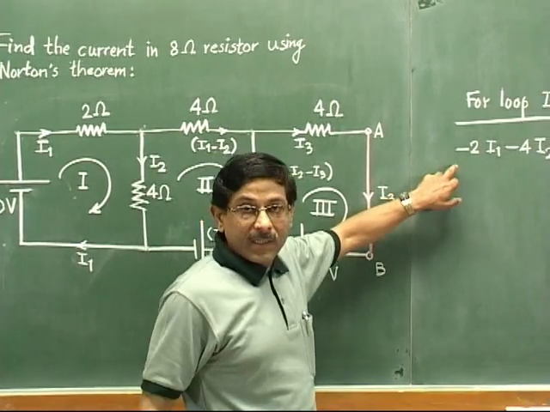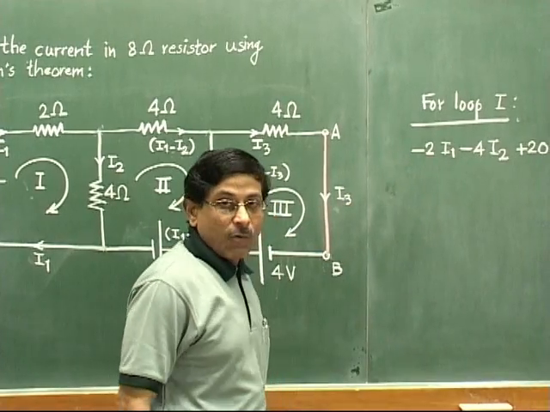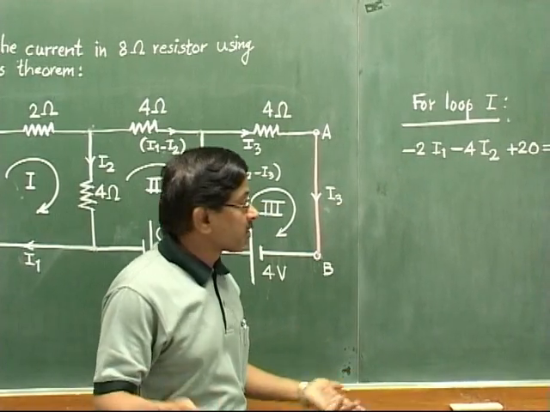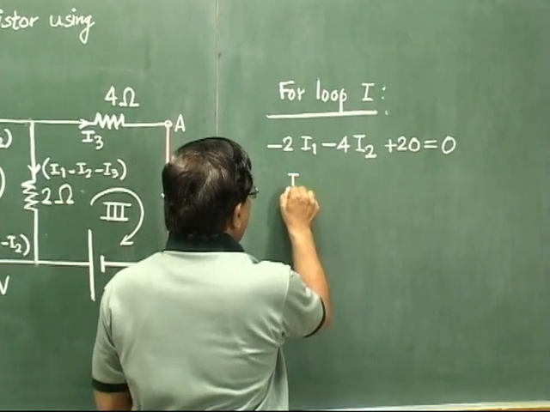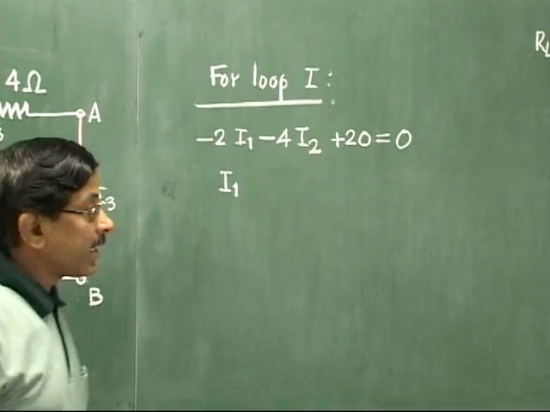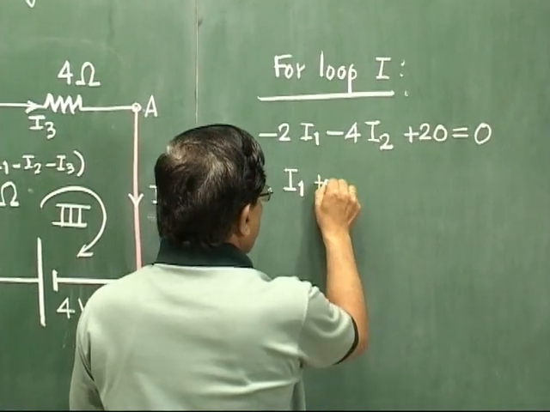Okay, so we have written the loop equation. Just make it somewhat simpler, and maybe we take the constants to the other side. So it will be just I1. I divide all the terms by minus 2. This will be plus 2I2.